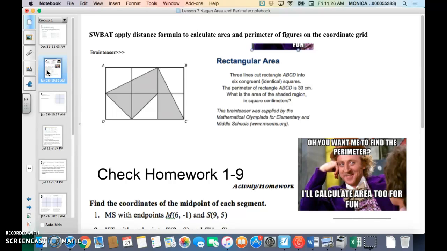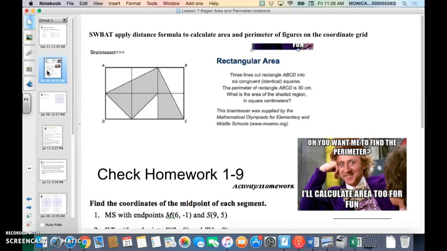Your scores will automatically be sent to me. All right, so today we're going to learn how to apply the distance formula to calculate the area and perimeter of figures on a coordinate grid. This is on page 26.